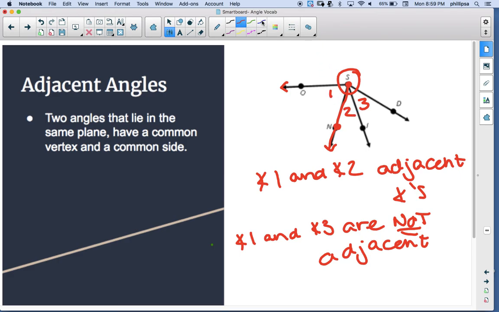So then let's take a look at the other combination, which would be angle 2 and angle 3. Now, angle 2 and angle 3 for sure have a vertex S, and they do share a side SI. Because angle 2 is made up of rays SN and SI, and angle 3 is made up of SD and SI, they do have a side in common. They have a common vertex, so angle 2 and angle 3 are also a pair of adjacent angles.